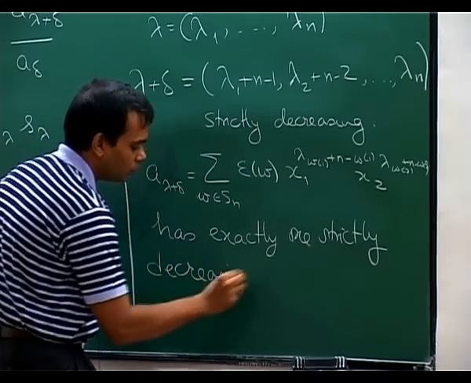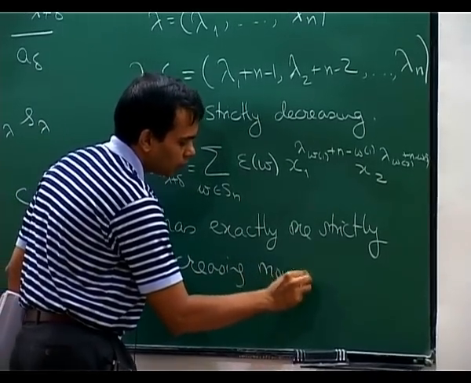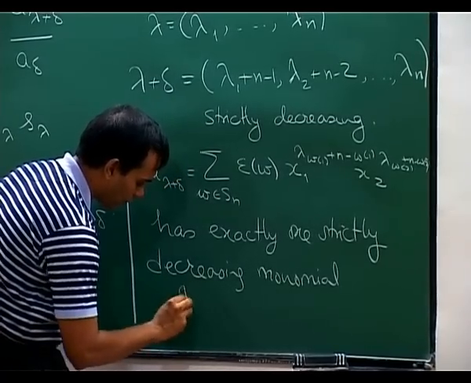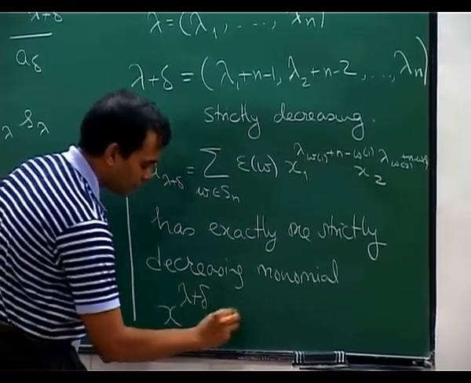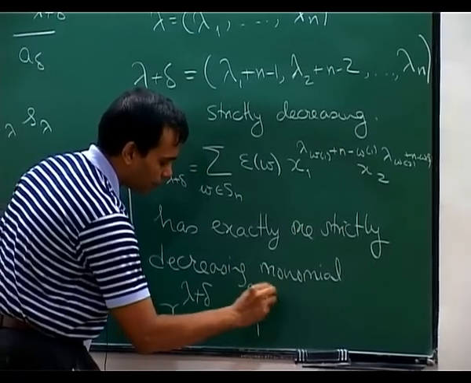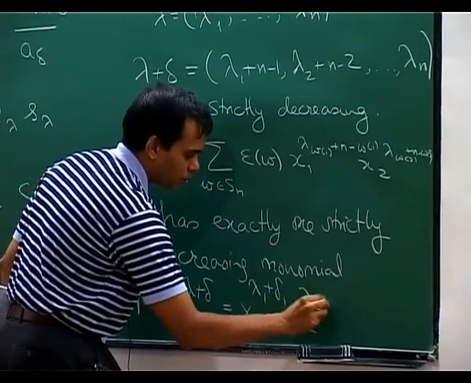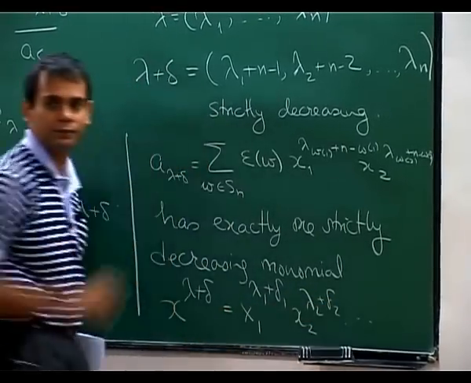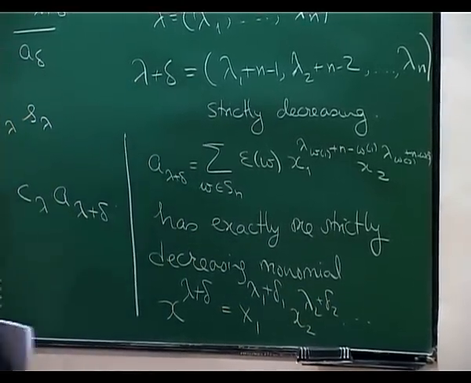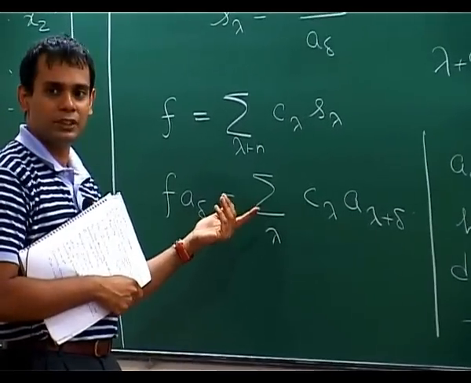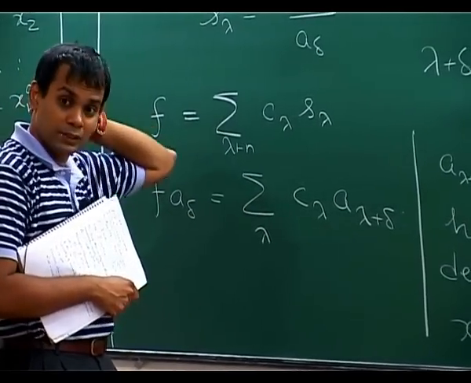And what is that monomial? That monomial is what I will call x to the power lambda plus delta, which just means x1 to the power lambda 1 plus delta 1, x2 to the power lambda 2 plus delta 2, and so on. So that tells you how to read off coefficients of strictly decreasing monomials from here.